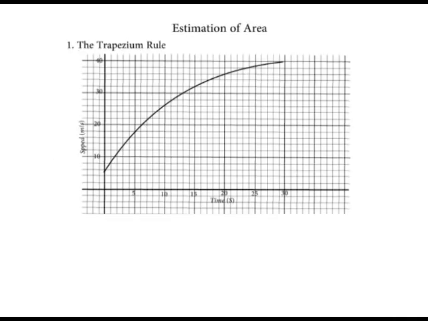Consider this speed time graph. Suppose we want to find the distance covered after 30 seconds. We need to calculate the area under the curve up to time 30 seconds. In other words, it's the area bound by the curve, the y-axis, the x-axis, and the line x is equal to 30.